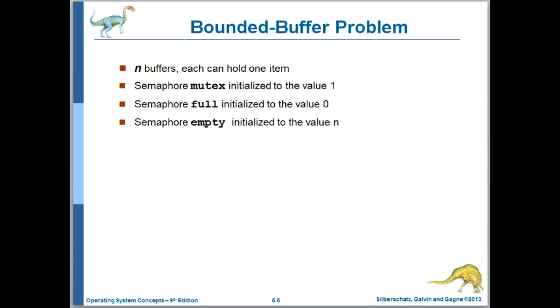Actually, that's the other way around. Full is used by the consumer, empty is used by the producer. The producer needs empty buffers, the consumer needs full buffers.